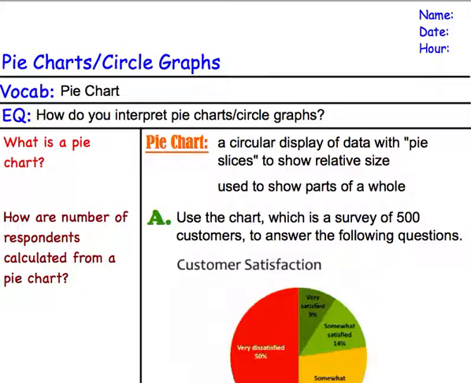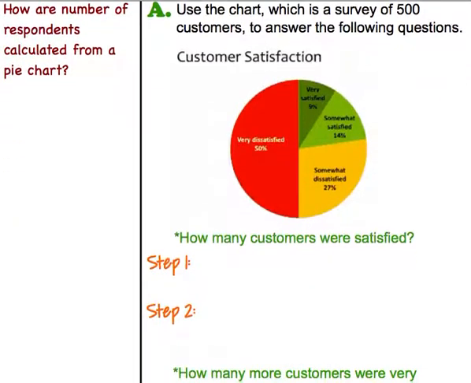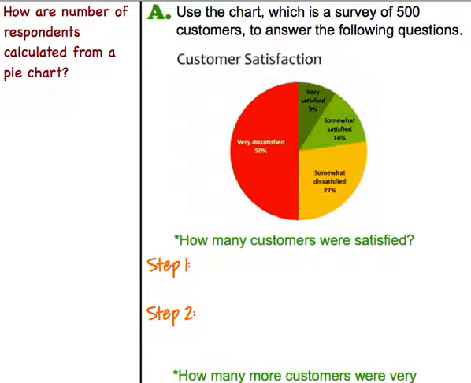Our main goal today is, if we're given the number of people that were surveyed, what question they were asked, and their answer options, to be able to identify how many people fall into each category. So if we look at this first example, we have 500 customers that were surveyed on their satisfaction, with a range from very dissatisfied to somewhat dissatisfied, somewhat satisfied, and very satisfied. We want to know how many customers were satisfied.